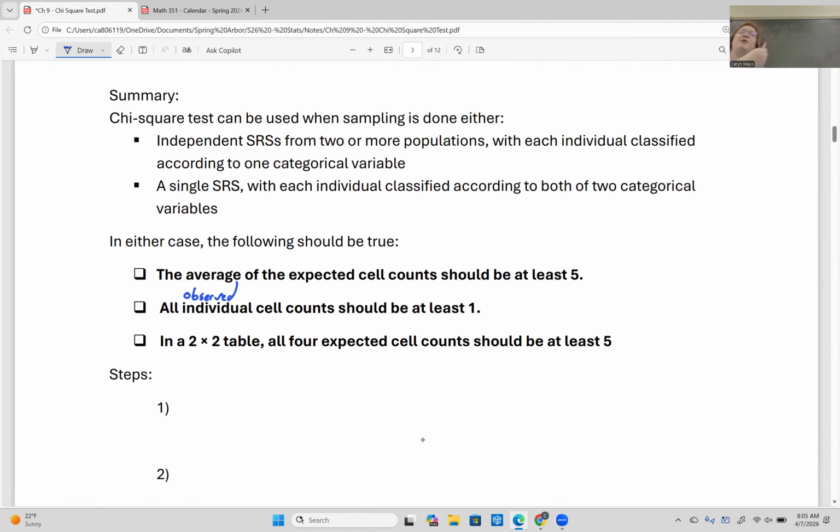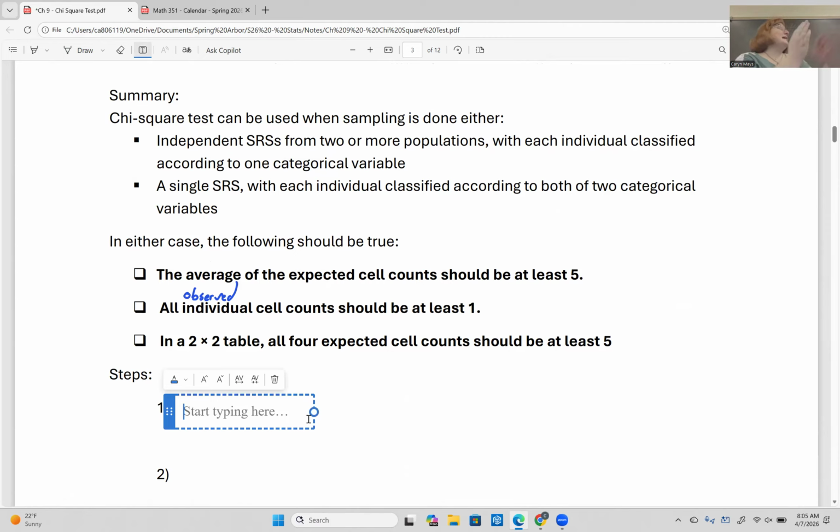And in a 2x2 table, all 4 expected cell counts should be at least 5. These are similar conditions to those in our proportions, where we needed at least 10 successes and 10 failures. In using any of the normal distributions, we needed the population to be approximately normal and for there to be a simple random sample and independence. Those are essentially the conditions that we need to check off. And so our steps for running a chi-square test are going to be a little bit faster.